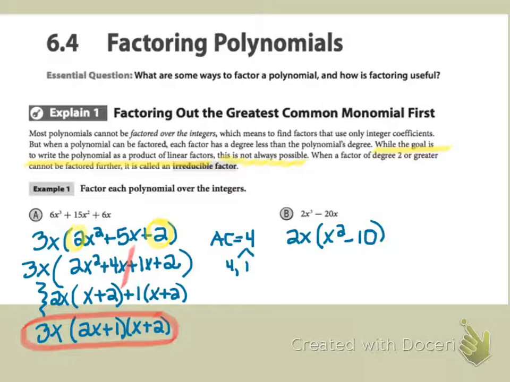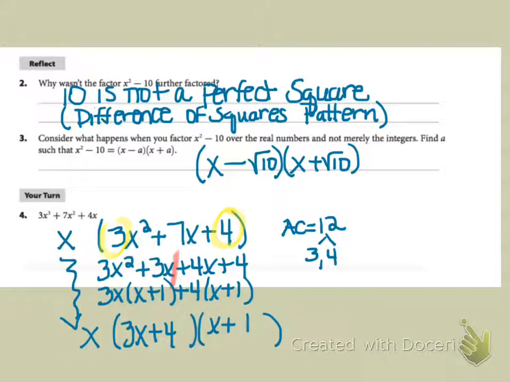Now I always want to see when there's a degree on a polynomial, like in this case of 2 or higher, if I can break that down further. Now we learned a special factoring pattern with 2 terms called the difference of squares, but in order for me to use that here, I would have to have a difference, which I do have, and I have to have 2 perfect squares. Well, x squared is a perfect square, but clearly 10 is not, and so I can't do anything more with that. That part is irreducible, the x squared minus 10, and so I know that my final factored form is just that 2x times x squared minus 10. So let's move on and take a look at the next few questions.